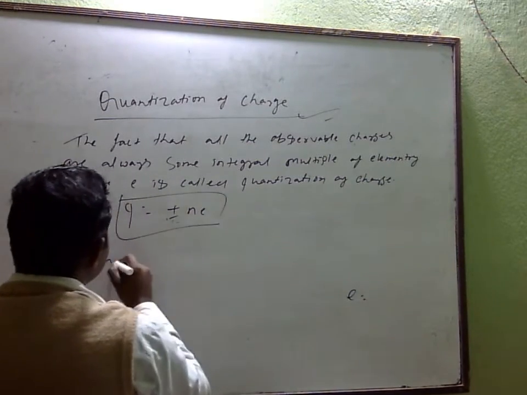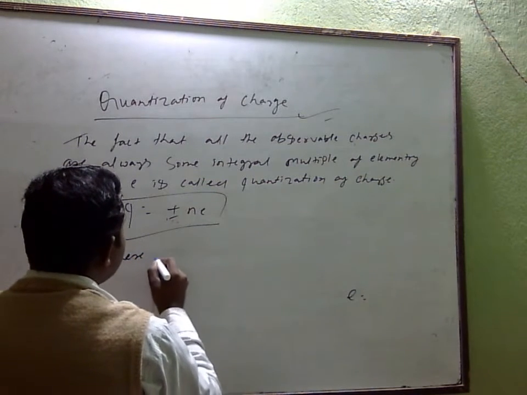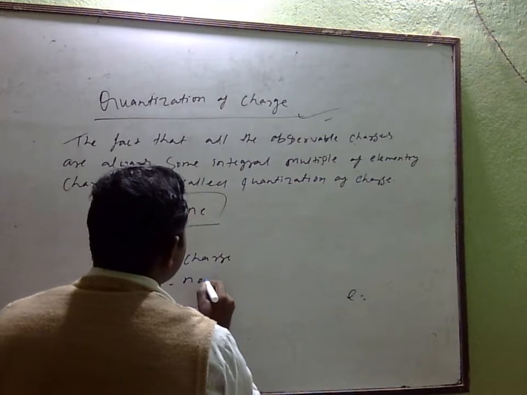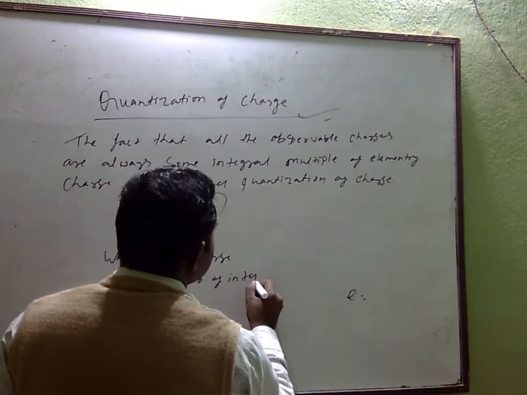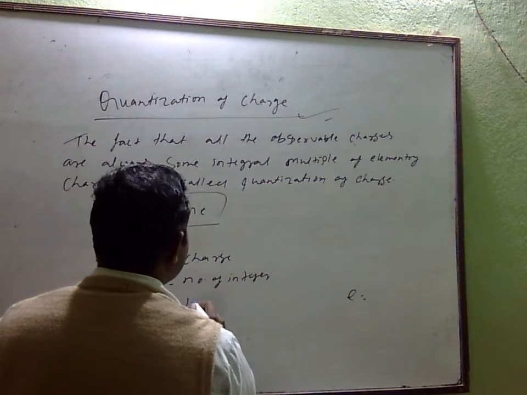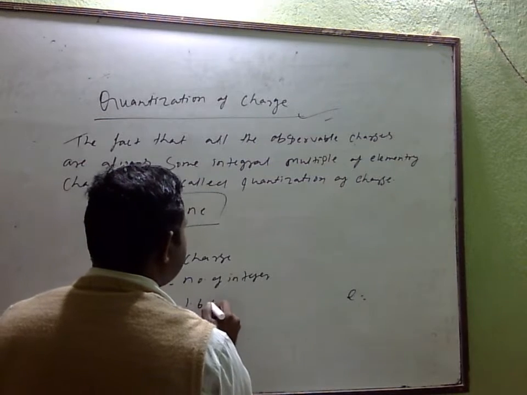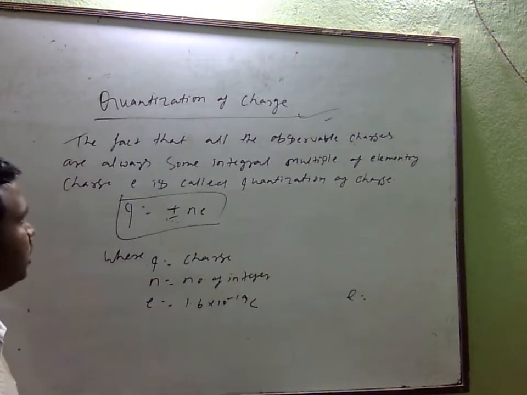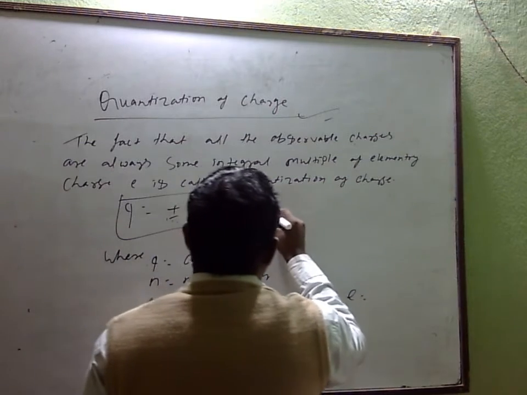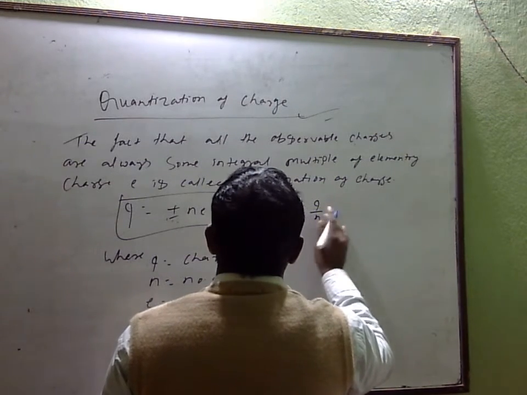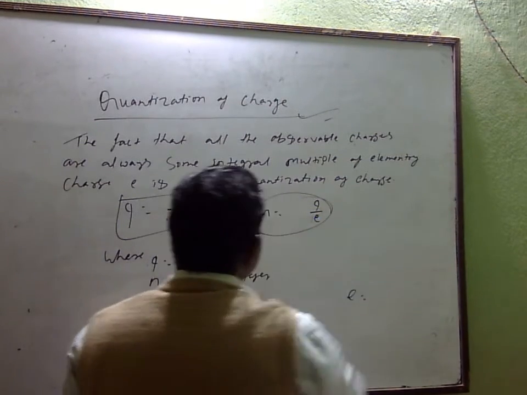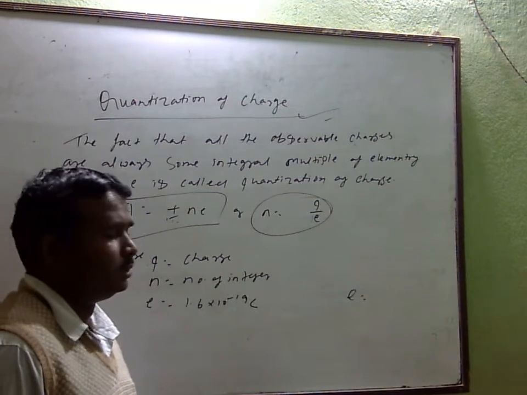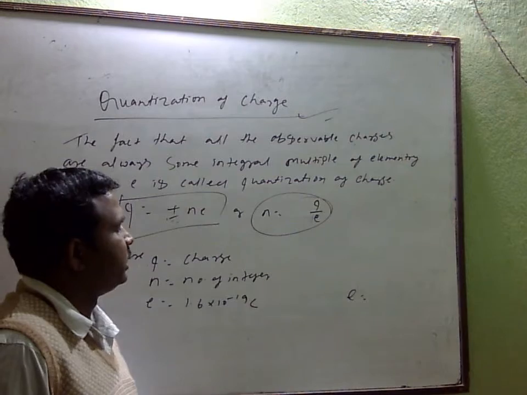What is Q? Q is the charge, n is an integer number, and e is 1.6 times 10 to the power minus 19 coulomb. You can also find n is equal to Q by e. And plus or minus we can put according to the question.